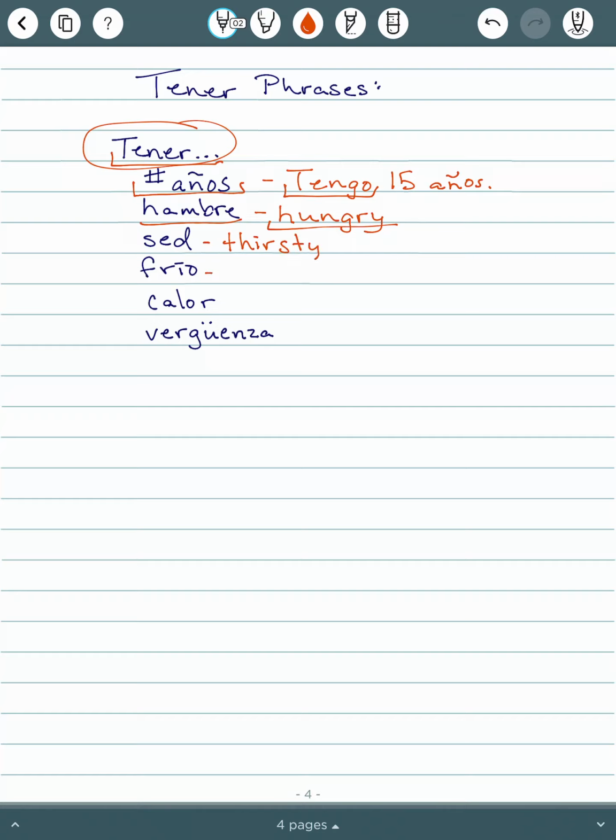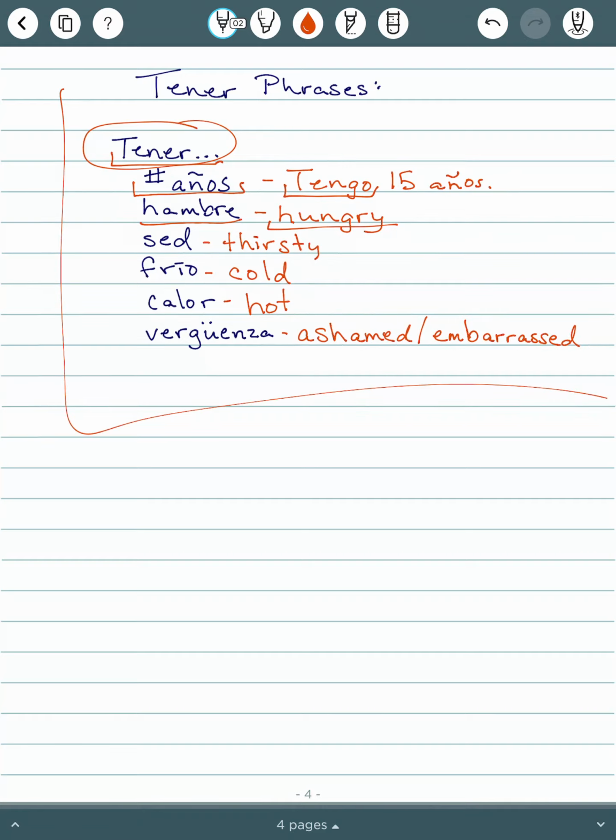If I said tengo frío, that's like freezing or frigid. That would mean I am cold. Tengo calor. That's the opposite. I am hot. Tengo vergüenza. That means I am ashamed or I am embarrassed. So those are just some useful tener phrases.